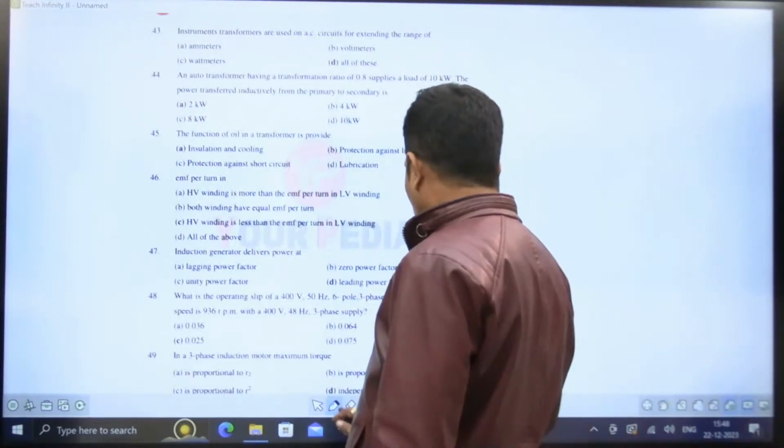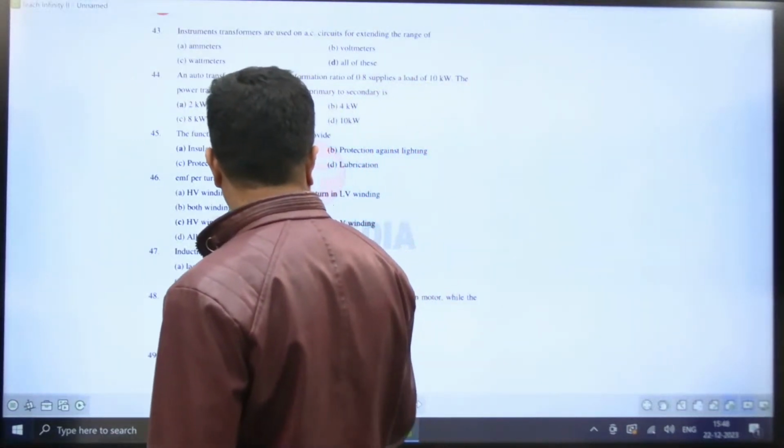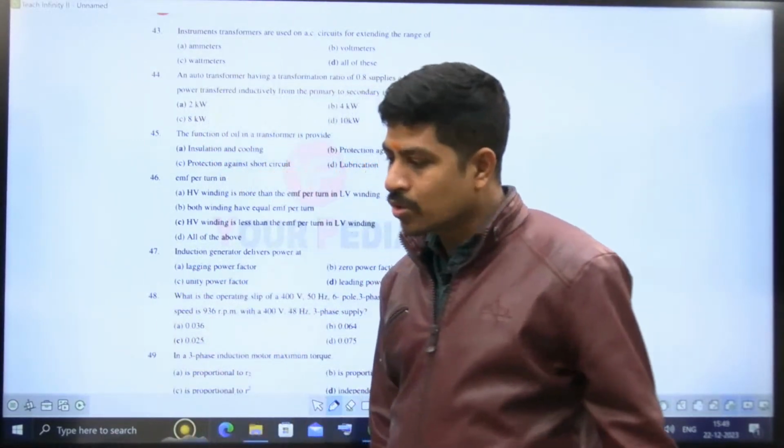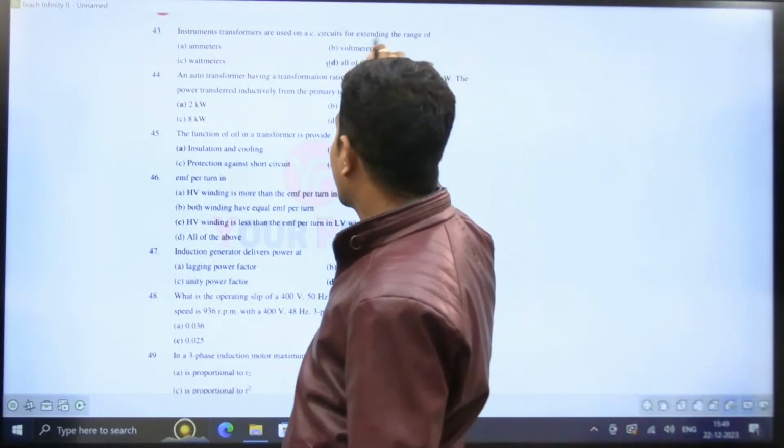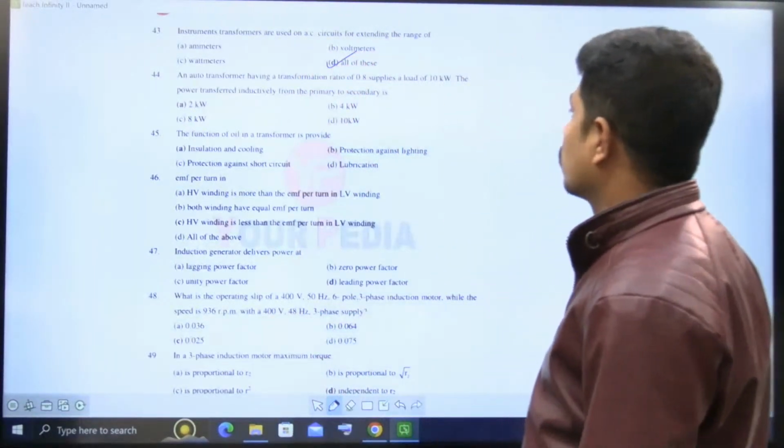Now, what is the purpose of instrument transformers is the next question. Instrument transformers are used to extend the ranges of ammeters, voltmeters, and wattmeters. All instruments can be extended with the help of instrument transformers, right?